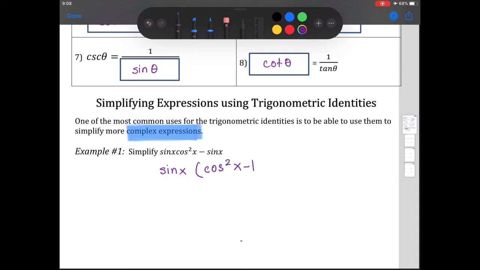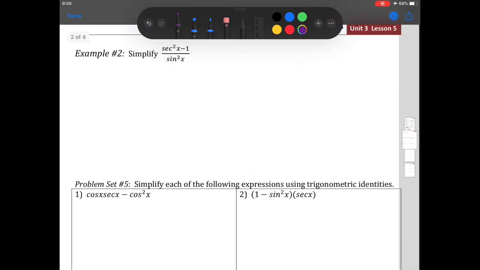So this is what? Cosine squared x minus 1. What is cosine squared x minus 1? Isn't that the same thing as negative sine squared x? Yes. So, again, this is one way of doing it. You have to add the exponents, so you have negative sine cubed x. That's it, right? So let's do example 2.